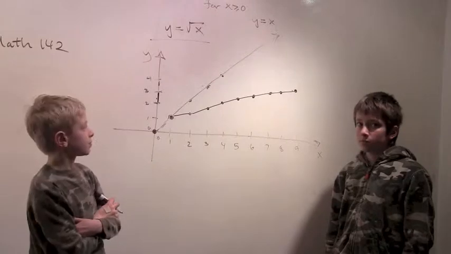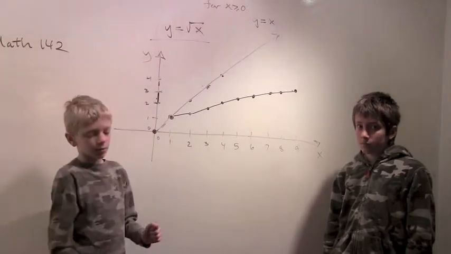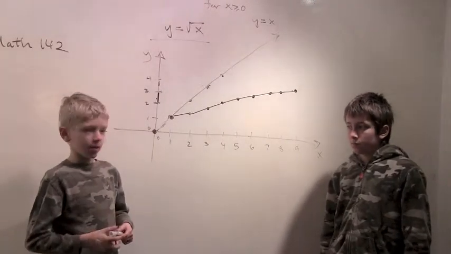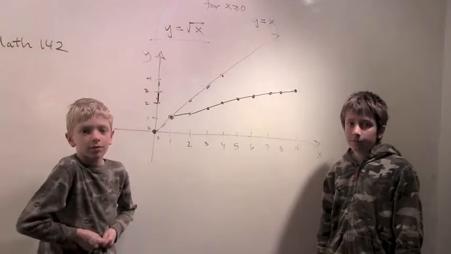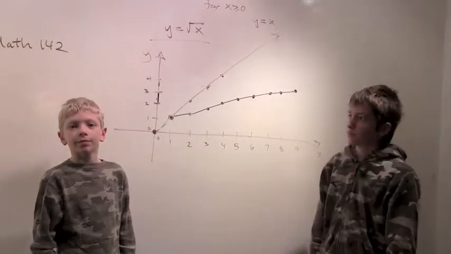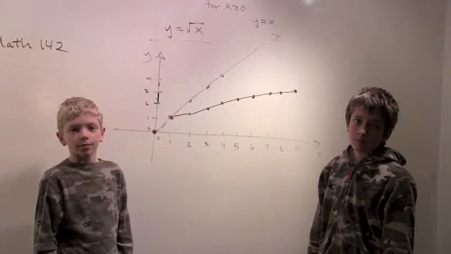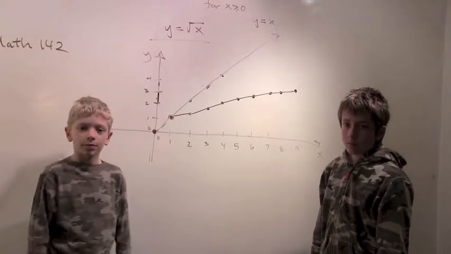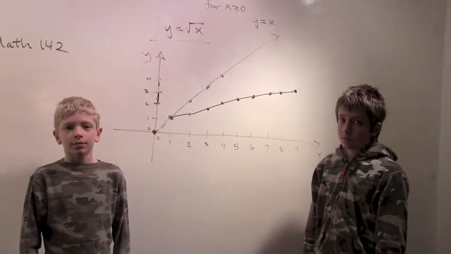Which one do you want to do first? Do you want to investigate it out at infinity or investigate it at 1? Let's investigate it at infinity. Okay, let's do that. We'll investigate it at infinity, and then we'll come back and take a closer look at 1, and then we'll go to Wolfram Alpha and make a graph of it. Okay?